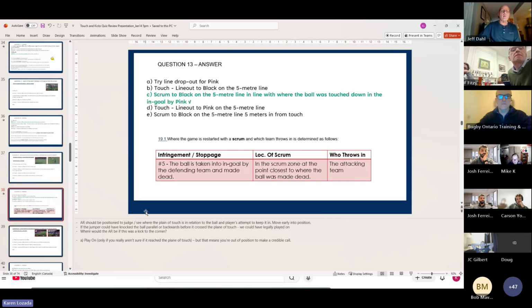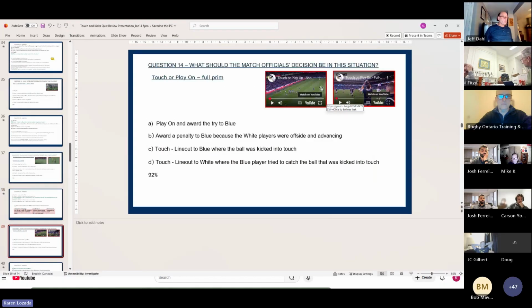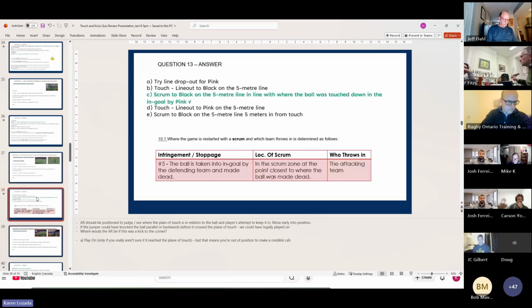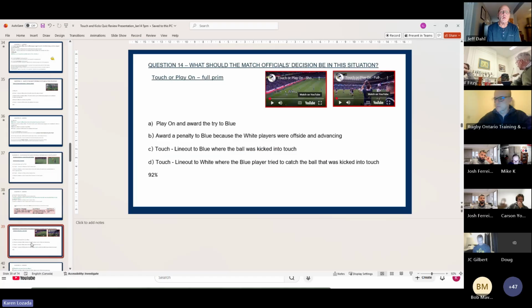So we do have that scrum to black on the 5 meter line in line with where the ball was touched down. It's not 5 meters in exactly because it needs to be where he touched it down. So when you go back and look at it, he's about 8 or 9 meters in. He's not just 5 meters in. So just be cautious about that. Yeah. All right. And then we covered off the jumping back in as well. All right. Just trying to see if there's anything else. No, I think we're good.